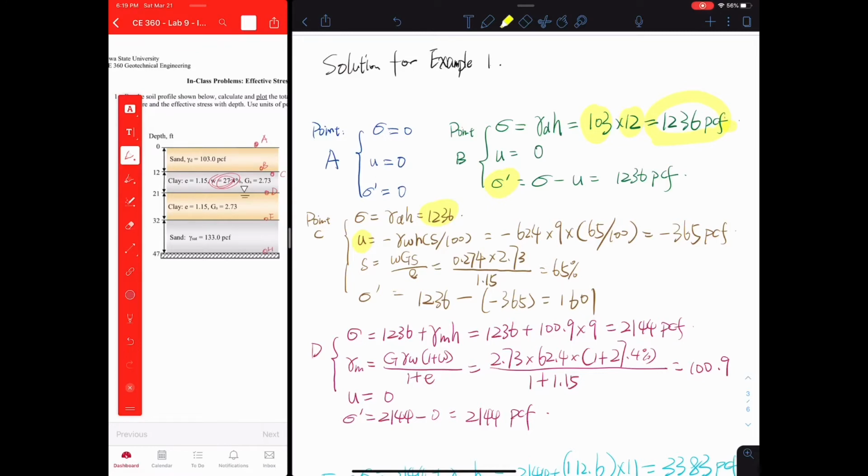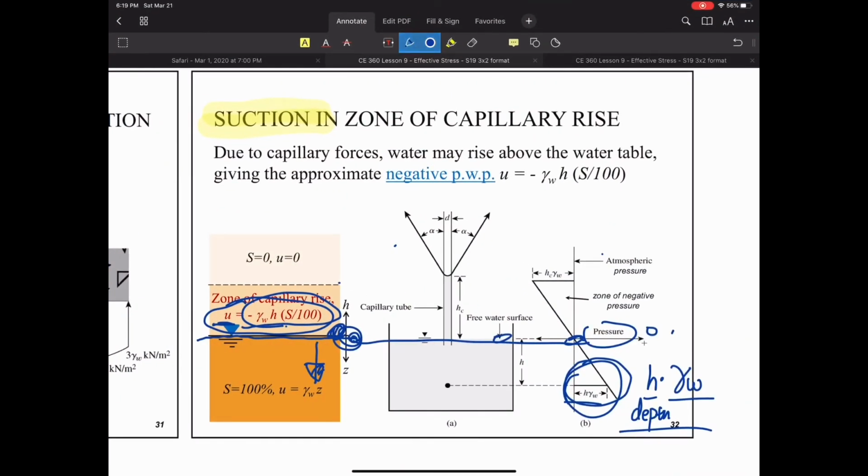So this layer holds the water. However, the water table is under this layer. So based on the knowledge from this slide, we can see that at point C, the pore water pressure is a negative value.